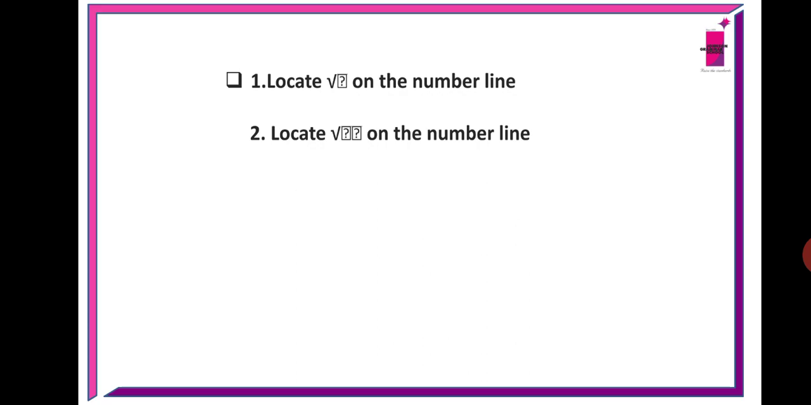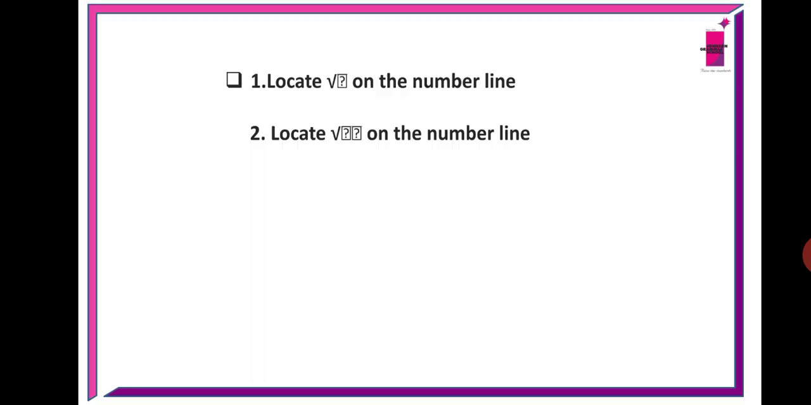Now practice any one of these problems. Locating under root of 7, under root of 11, any 2-digit, 1-digit, any number. That's the reason I gave you a question mark. Any number which is not a perfect square, you can check. You can try with some similar kinds of problems.